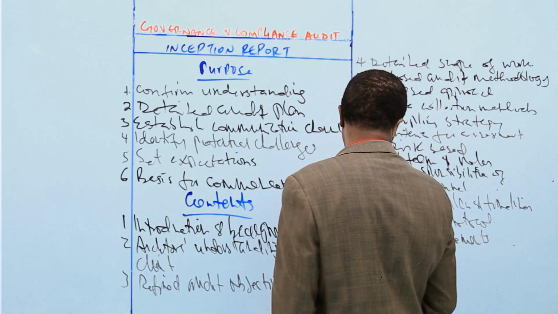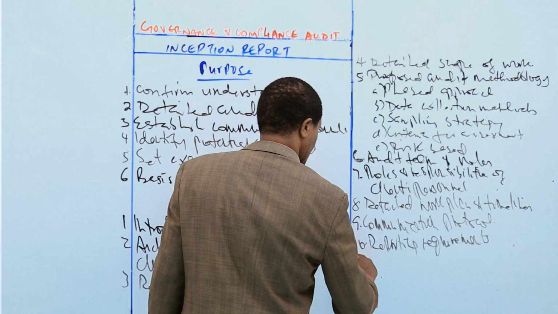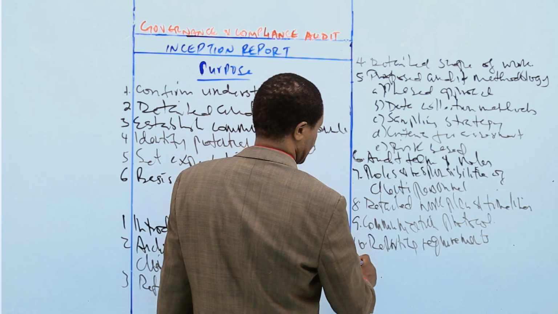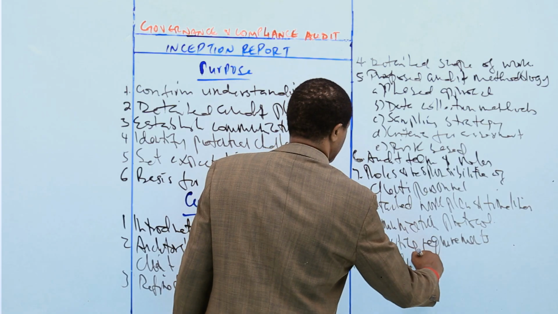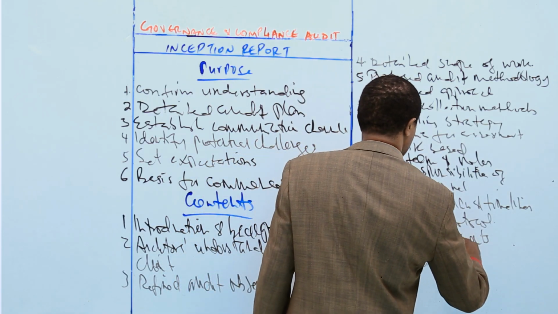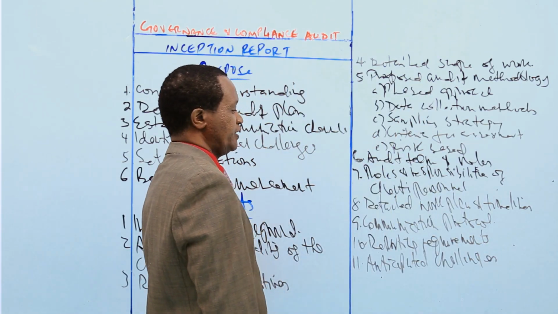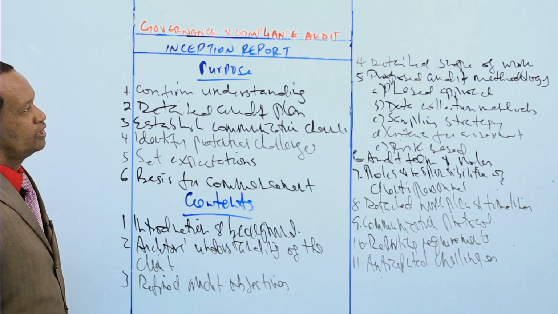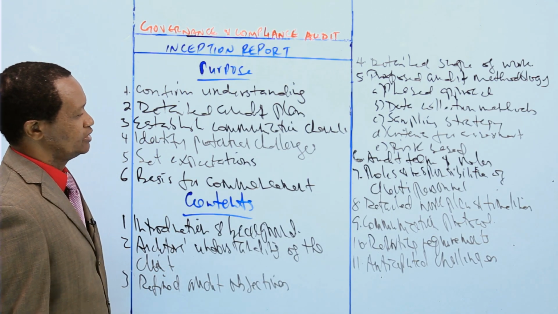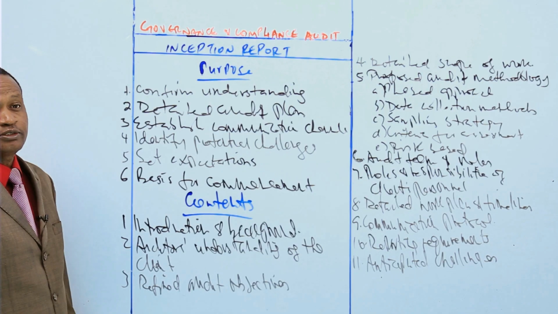Then we have number 11, anticipated challenges. If there are any anticipated challenges that the auditor may face while auditing, then that also should be part of the Inception report.